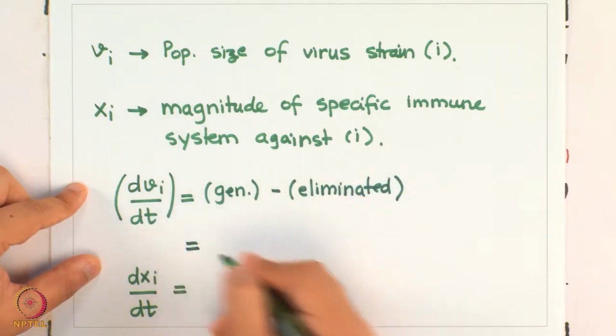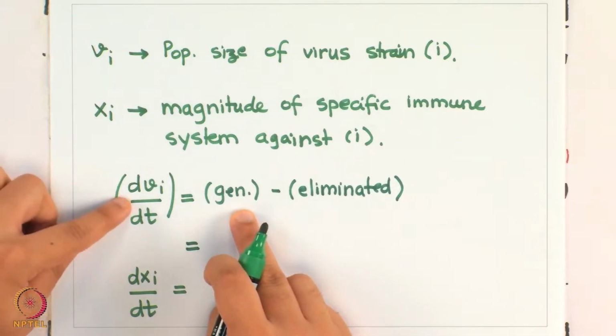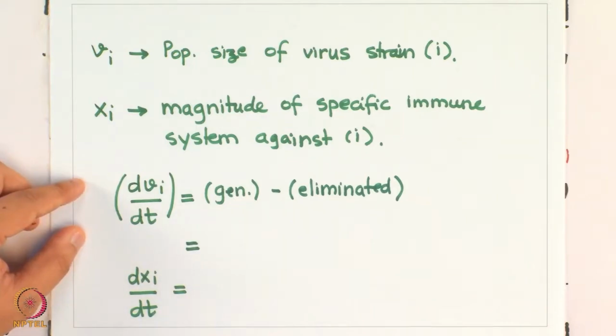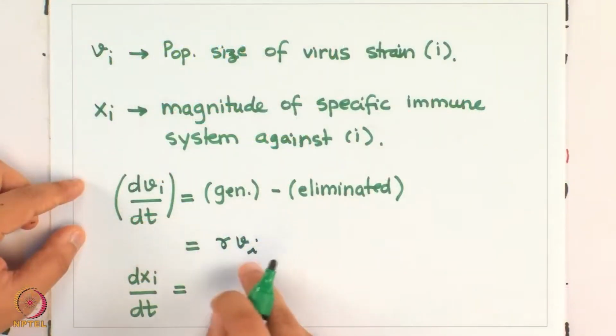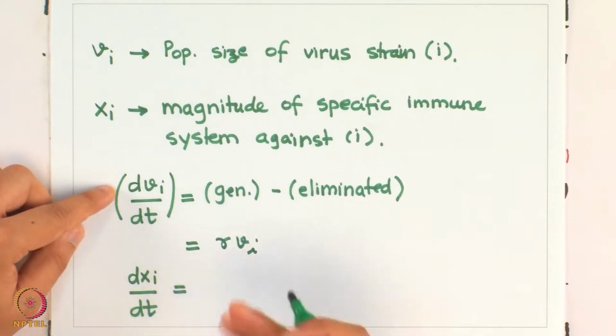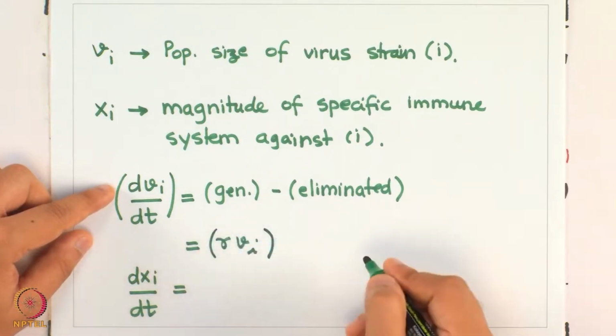And the way we are going to think about this is, what is the rate at which virus particles of type i are being generated inside the host. One intuitive way to think about this is that the more virus particles of a particular type inside the host, the more its generation rate is going to be. So, this can simply be represented as R times Vi, where Vi is just the number of virus particles of the type whose rate of change we are interested in, and R is the rate at which the virus grows associated with that particular strain.